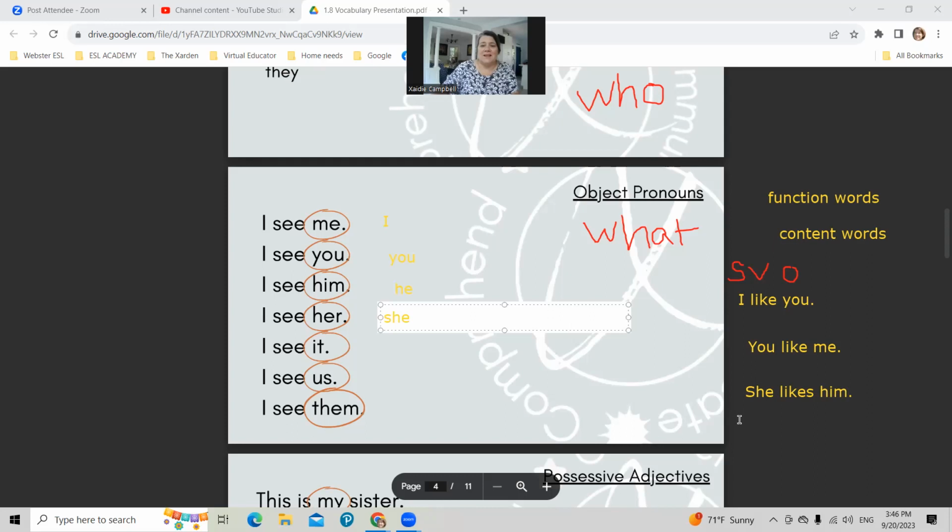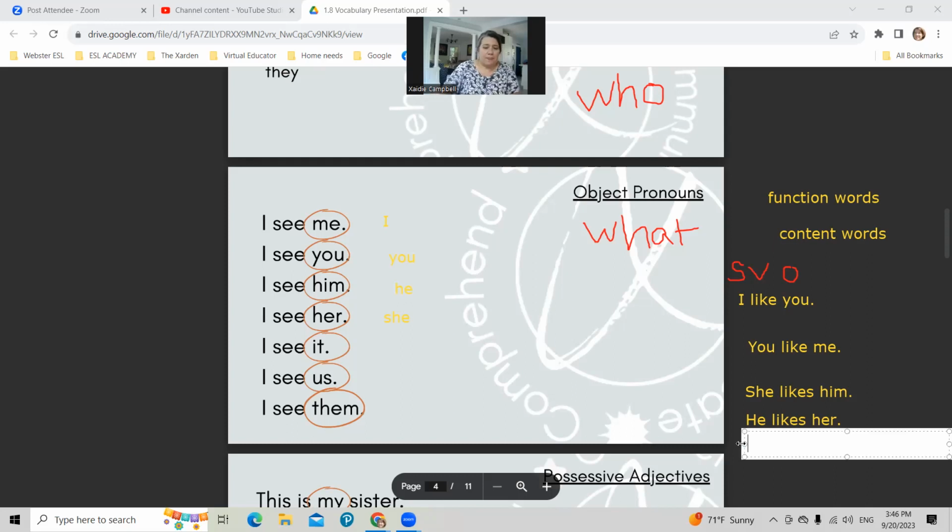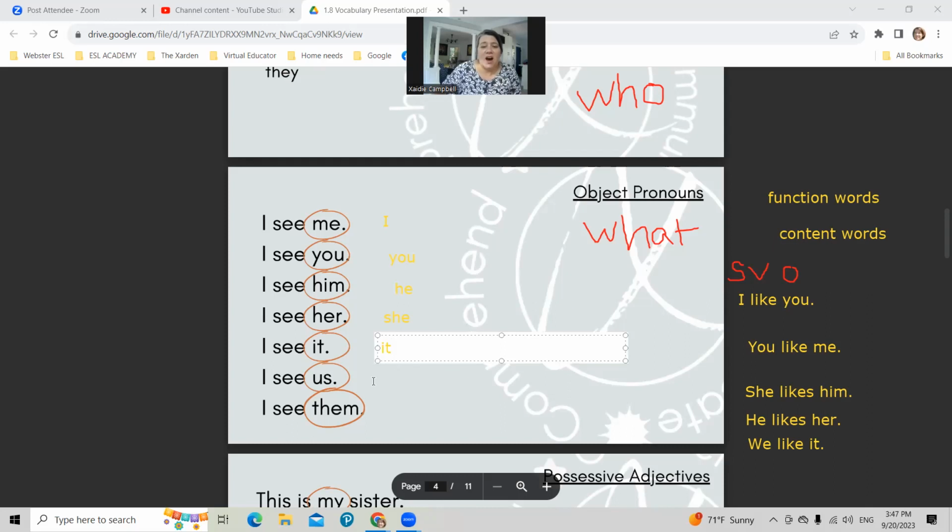And he likes her. Okay? Object. You, me, him, her. We like it. It looks like it stays the same, but when it's in this position, it is the object.